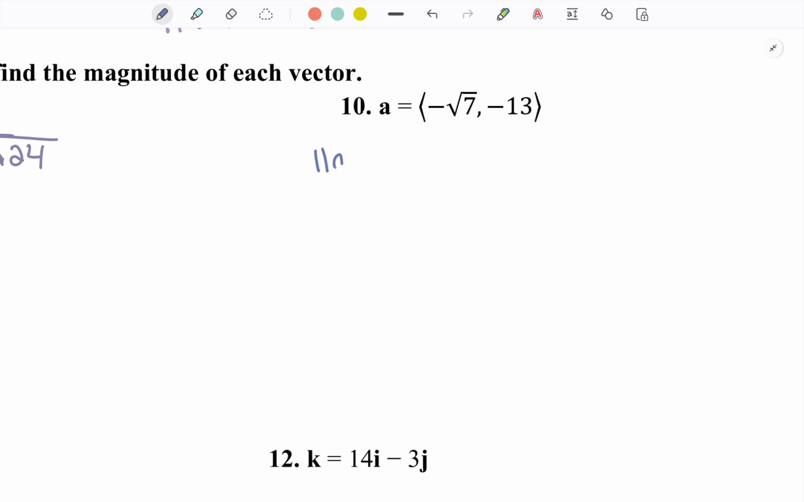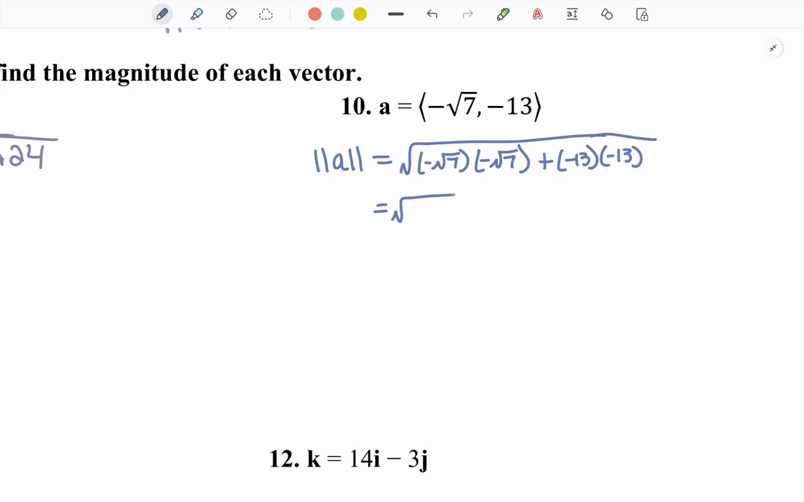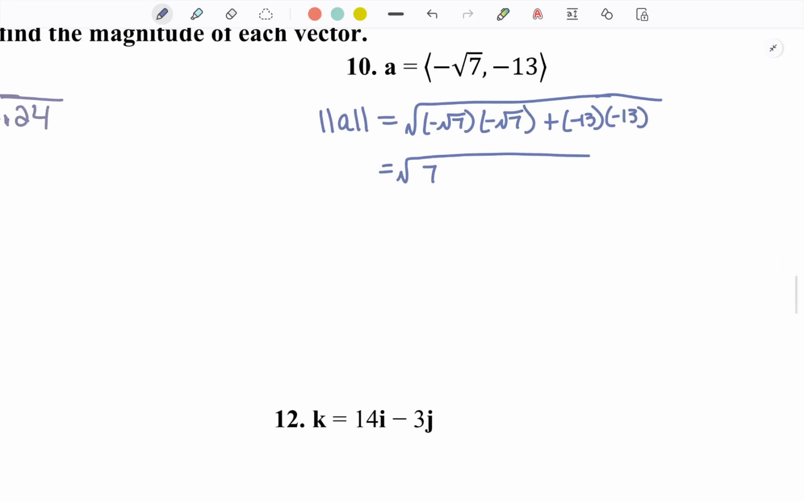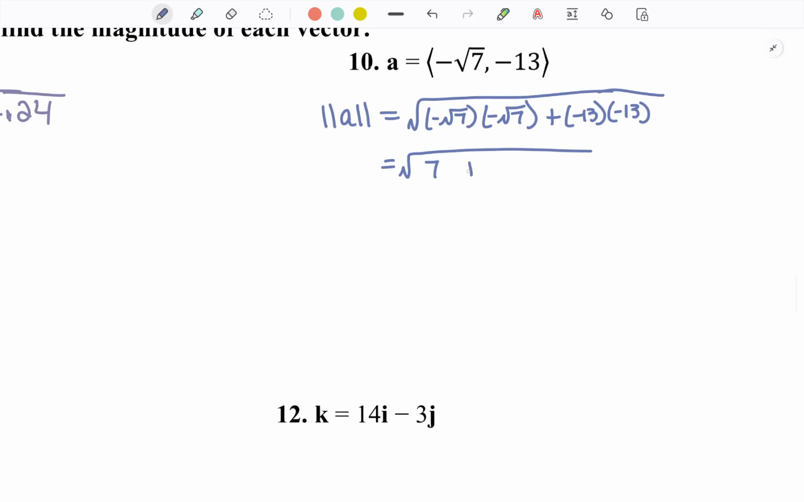And so we have the magnitude of A equals the square root of the negative square root of 7 times the negative square root of 7 plus negative 13 times negative 13. And that is going to give us 7 plus 169. And that will be the square root of 176, which is 4 square roots of 11.